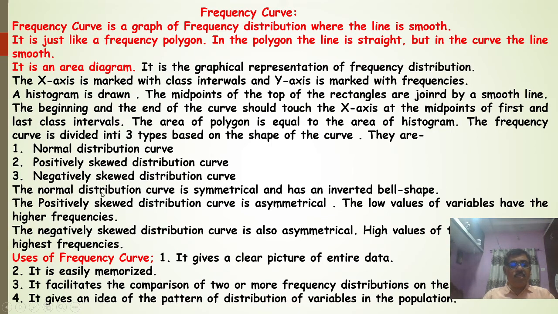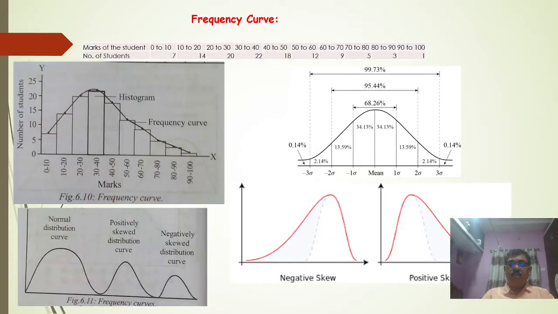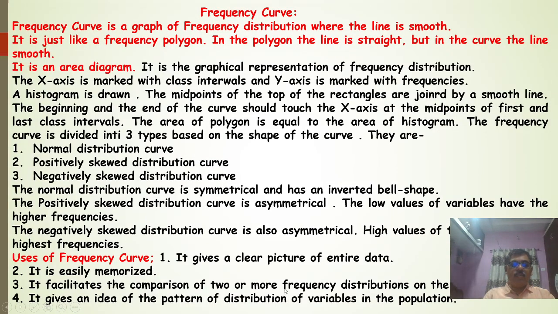The positively skewed distribution curve is asymmetrical. The low values of variables have the higher frequencies. The negatively skewed distribution is also asymmetrical, and high values of variables have the highest frequencies. What are the uses of the frequency curve?